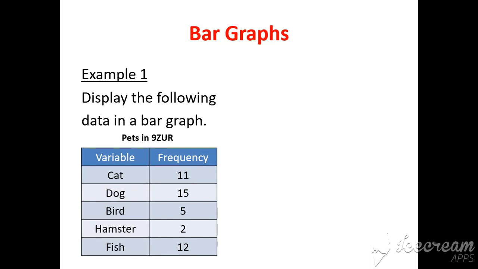All right, let's get into example one. Let's display the following data in a bar graph. This is the number of pets in a form class called 9ZUR. So on the left-hand column of the frequency table, we have the variable, which is the type of pet: cat, dog, bird, hamster, or fish. And on the right column, we have the frequency. Frequency means how many, and we've counted up how many cats, how many dogs, how many birds, how many hamsters, and how many fish are in this form class.